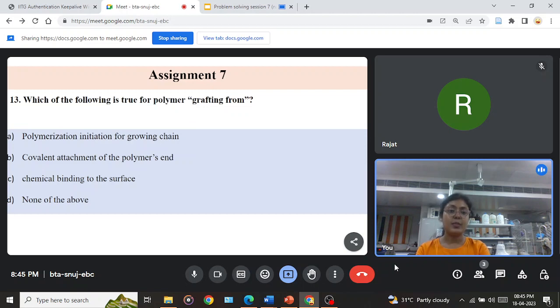So you have to recall what polymer grafting is, wherein we use polymer brush coatings, and how it occurs. There are basically two steps: one is polymer grafting to and another is grafting from. So what do these two terms basically mean, and then you can give the answer. Options are A, polymerization initiation for growing chain, B, covalent attachment of the polymer's end, C, chemical binding to the surface, and D, none of the above.